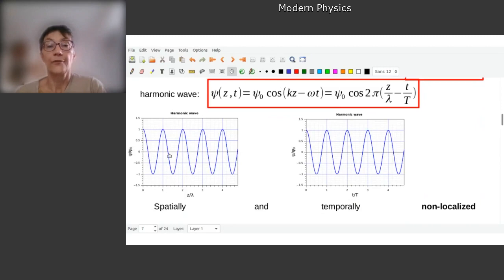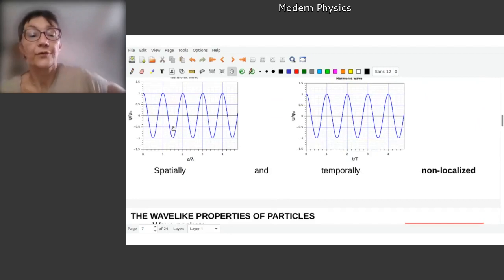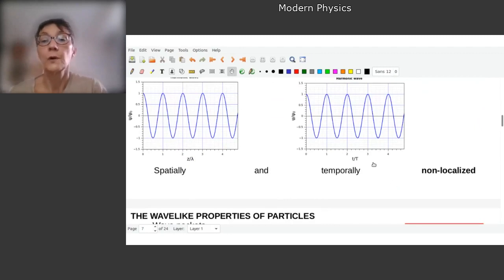So you have this behavior you know very well, and what you can see here is that this harmonic wave is spatially and temporally non-localized. Particularly in the spatial description of the wave, you cannot say, for example, that it is at this position, z equal 2 times the wavelength, z over lambda equal to 2. It seems difficult to associate the position of a particle to this kind of behavior.